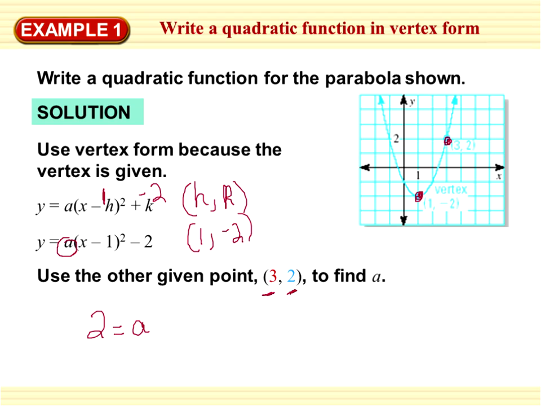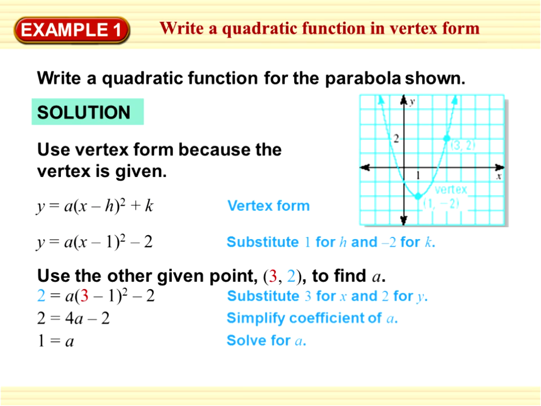2 is equal to a times the quantity 3 minus 1, squared, minus 2. 3 minus 1 is 2, and 2 squared is 4, so this becomes 4a minus 2. We add 2 to both sides, and we get 4 is equal to 4a, and therefore a is equal to 1. See what we're going to do with that.